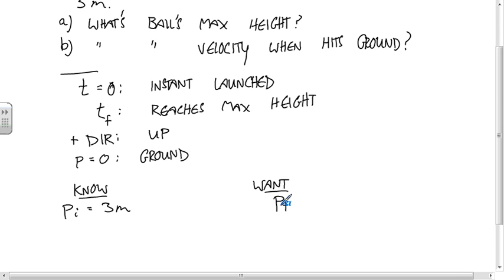Do we know V initial? We know it's 10 meters per second, the initial velocity. Well, we know the initial speed is 10 meters per second. Is the initial velocity plus 10 or minus 10? It's plus because it's moving in the positive direction. It's moving up. Do we know the final velocity? 0, yep. Remember, time final is when it reaches that maximum height. And we know that at that point, the velocity is equal to 0.